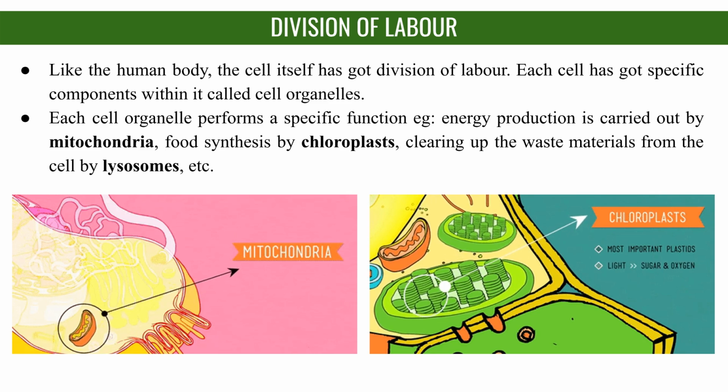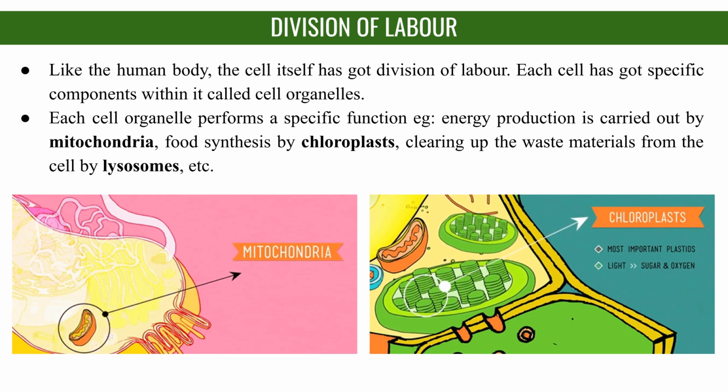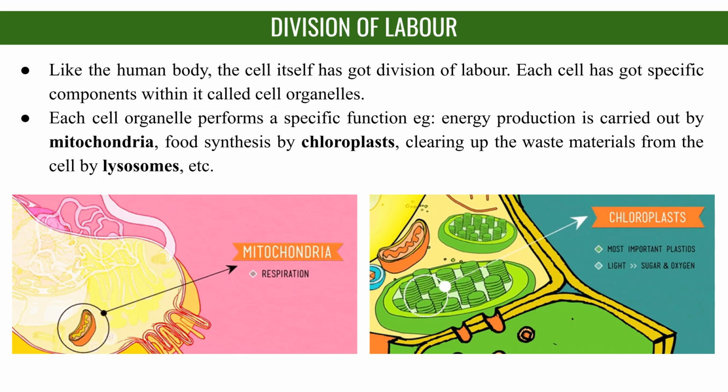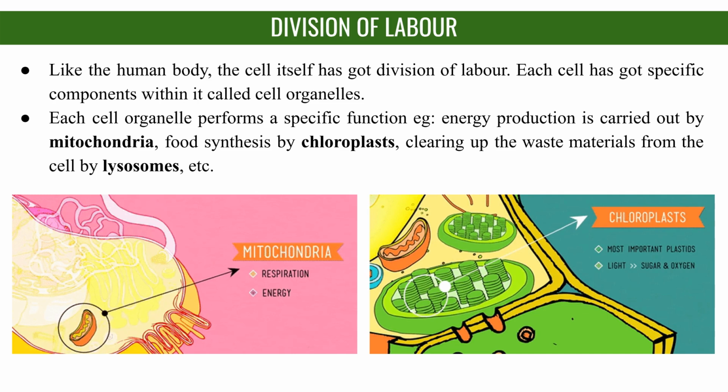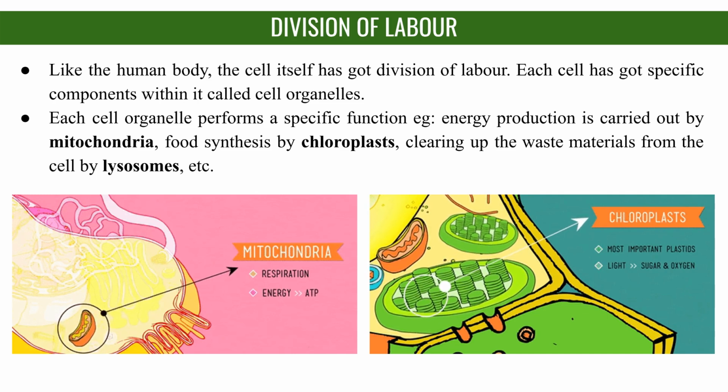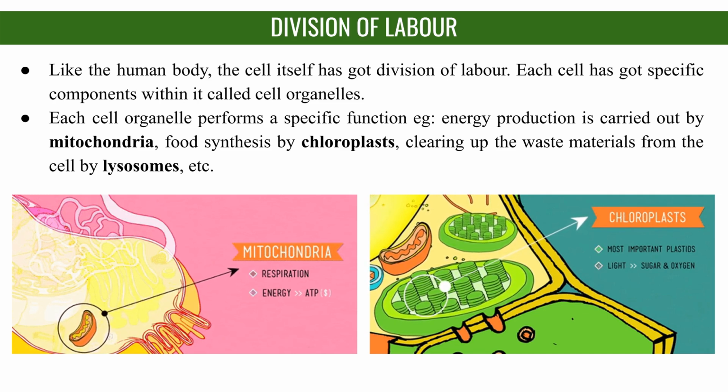A cell itself also demonstrates division of labor, with specialized components called cell organelles. Each organelle performs a specific task. For example, mitochondria produce energy, chloroplasts synthesize food, and lysosomes clear waste materials.